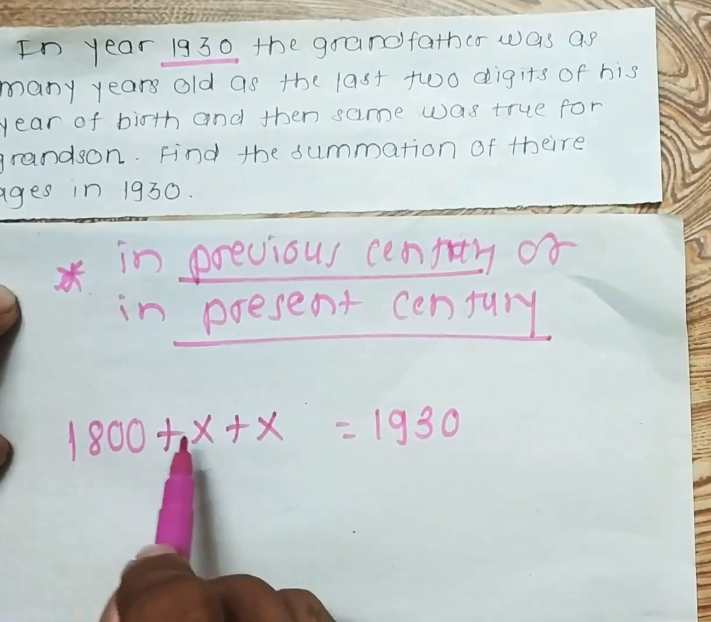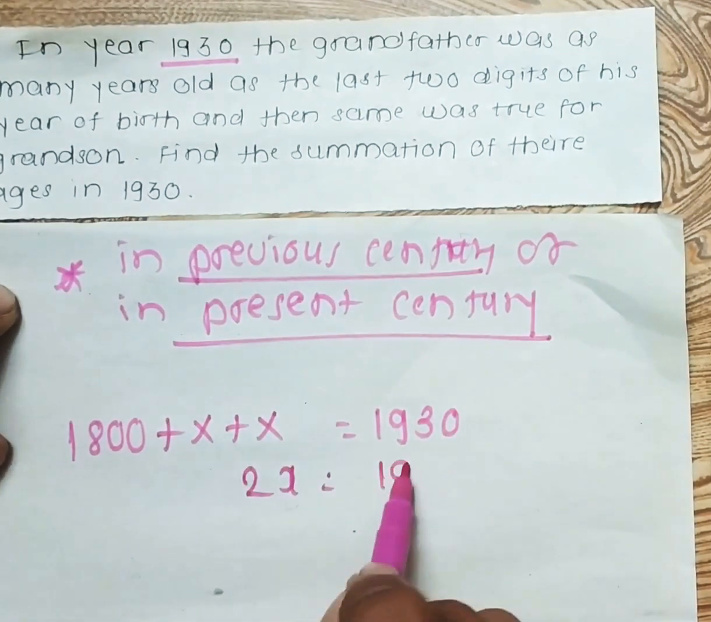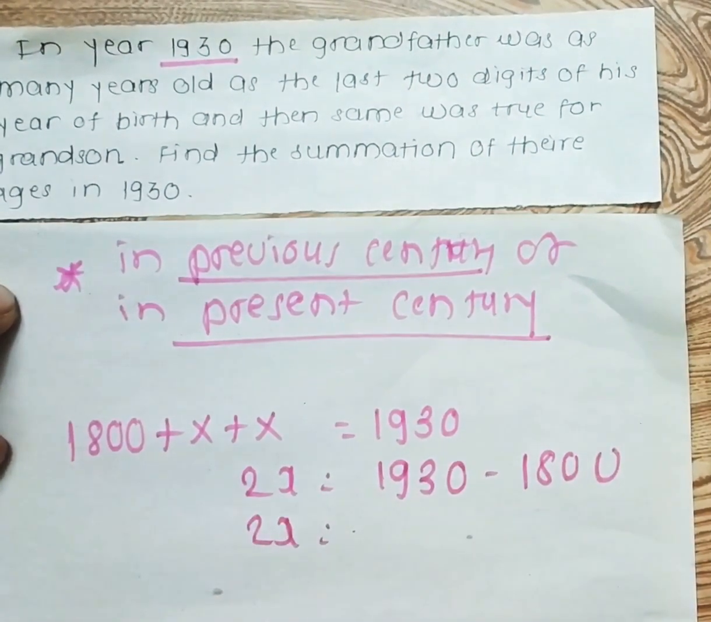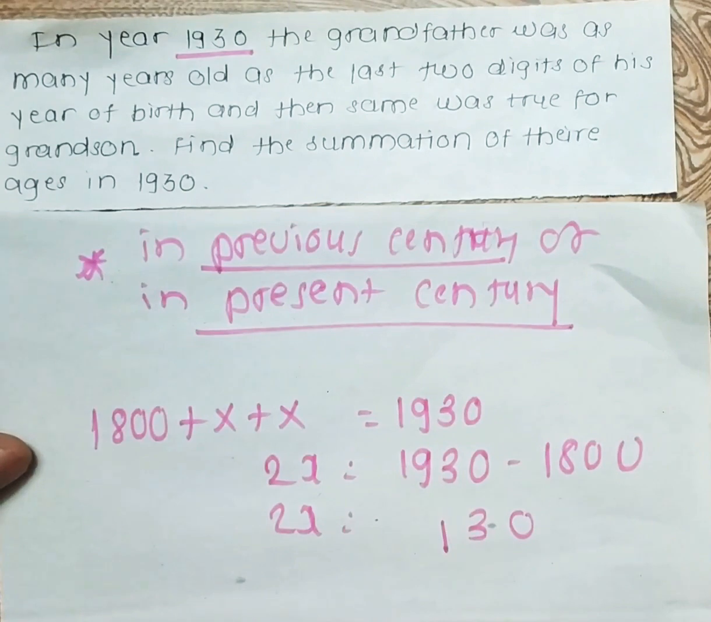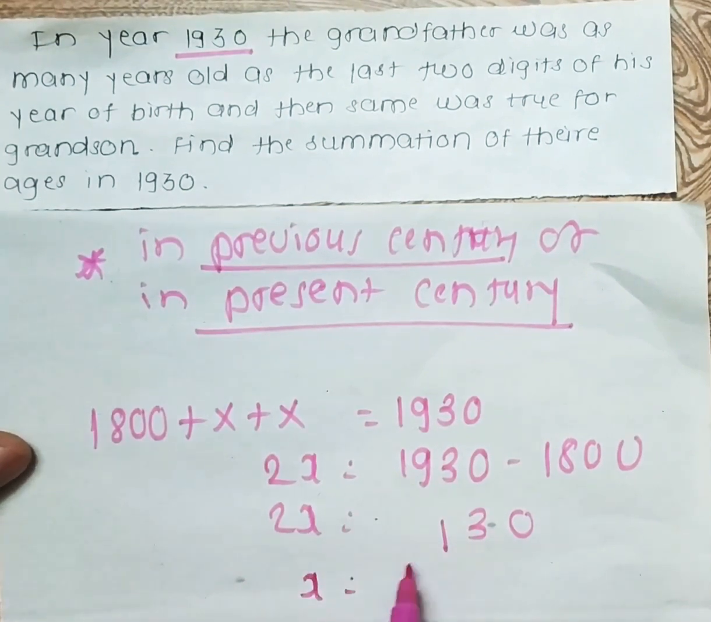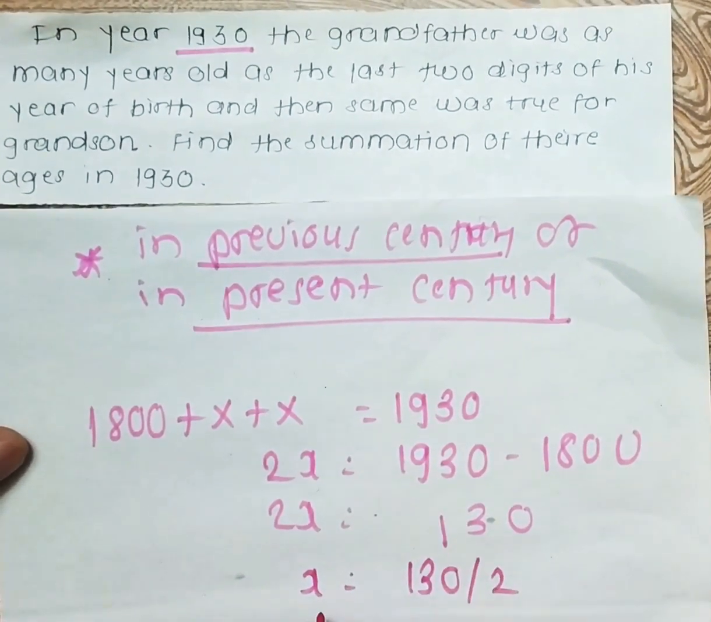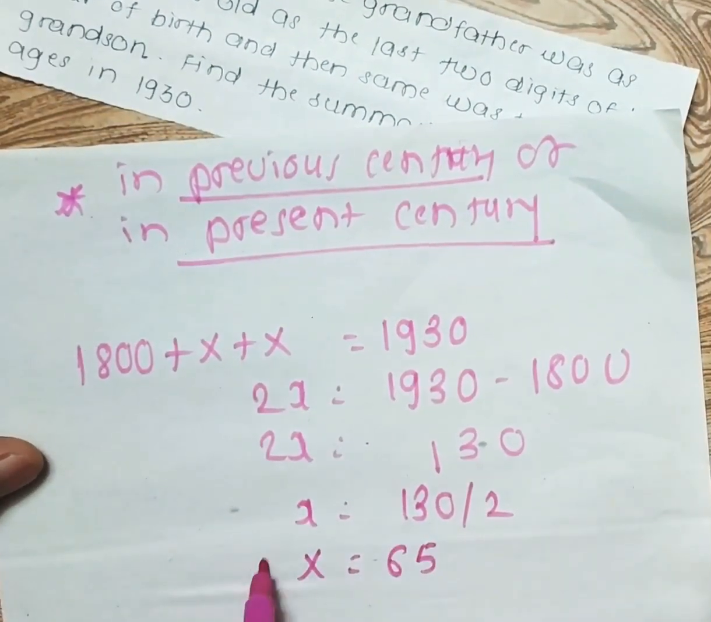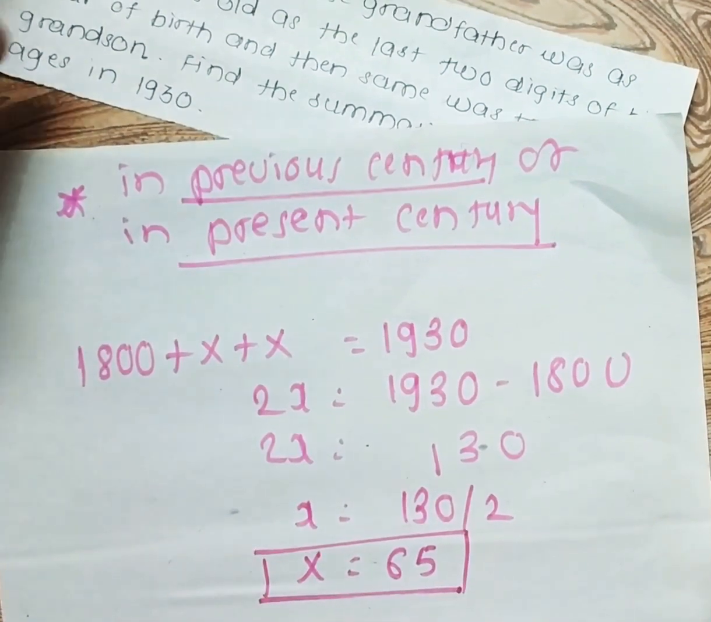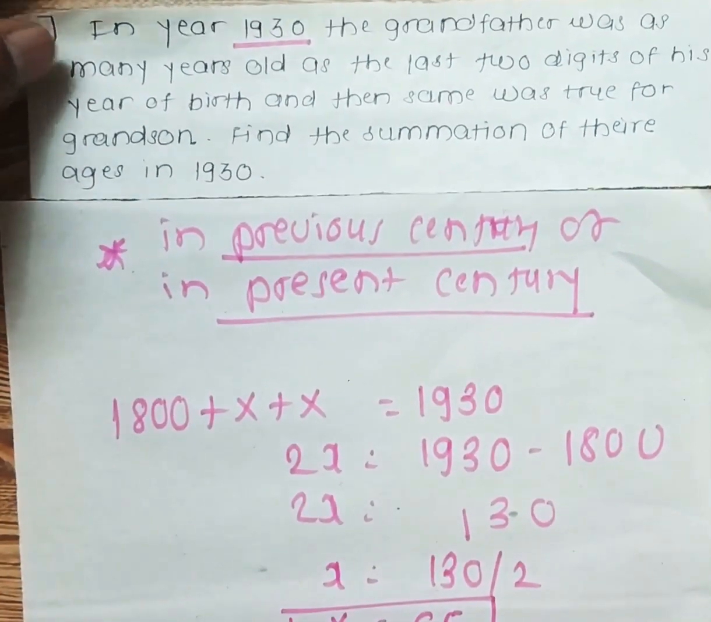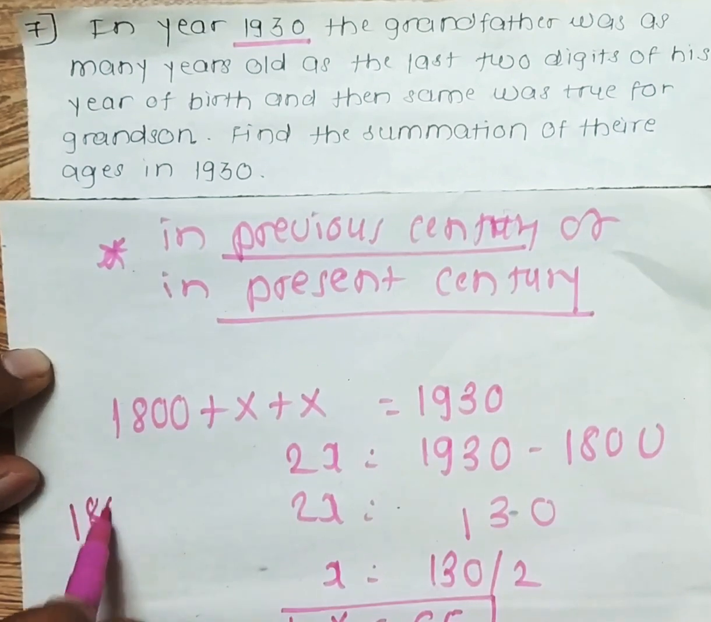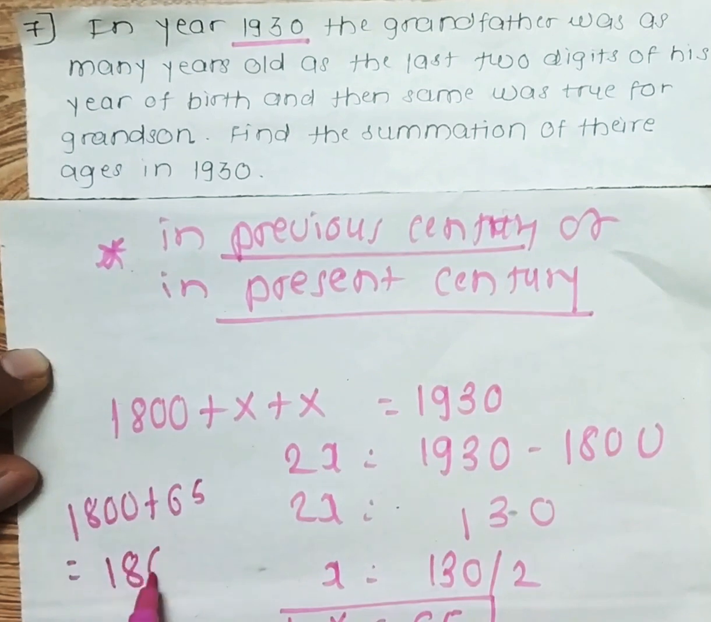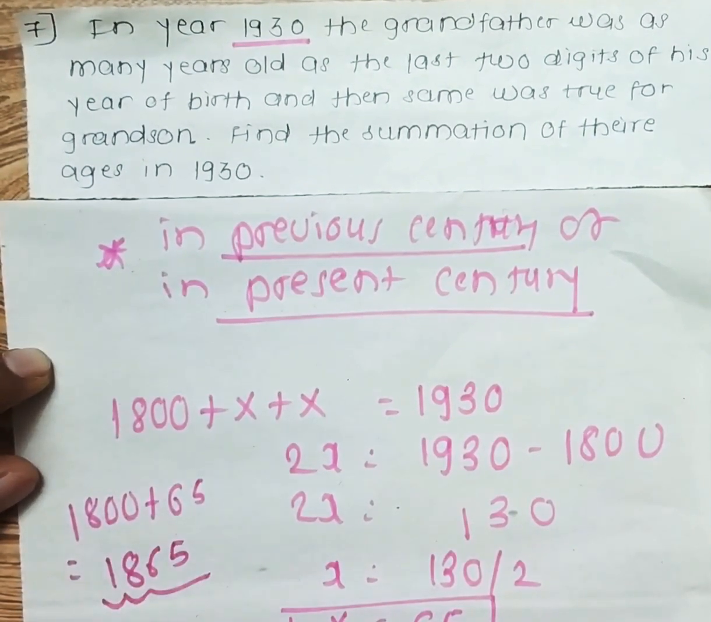We know the formula. x plus x is 2x. So 1930 minus 1800, so 2x is equal to 130. So x is equal to 130 upon 2. So I get x is equal to 65. x is equal to 65 means what? 1800 plus x means 1865. In 1865 the grandfather should be born.